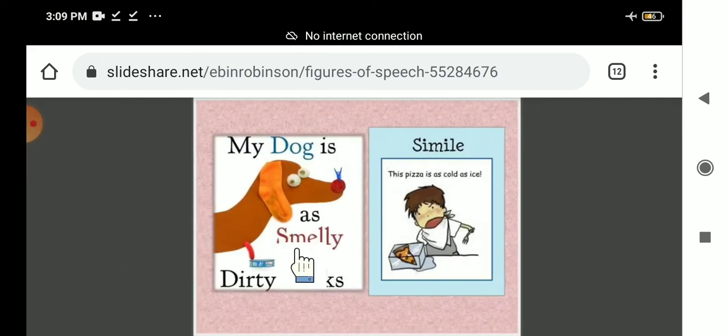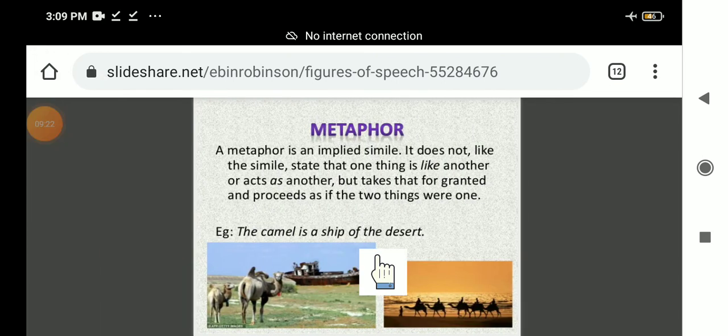See, one example is here with the help of this picture. My dog is as smelly as dirty socks. So as and as, what is it? Simile. The pizza is as cold as ice. So as and as, what is it? Simile. Understood? This is what we have learned, and this is a revision portion.